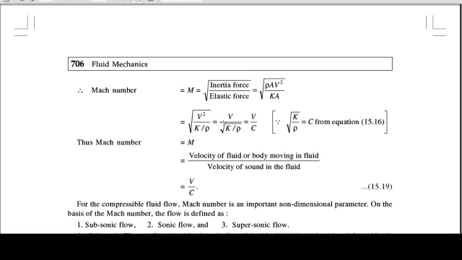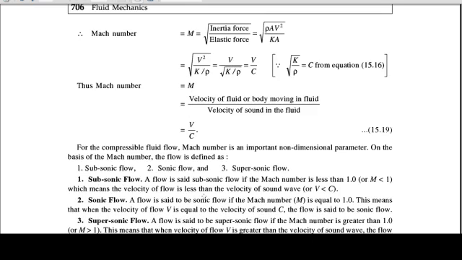So here it is v upon under root of K upon rho. As we know, under root of K upon rho is equal to C. So put over here, then Mach number will become V upon C. V means the velocity of the body moving in the fluid, and C means the velocity of sound in the fluid. The formula for the Mach number is V upon C.